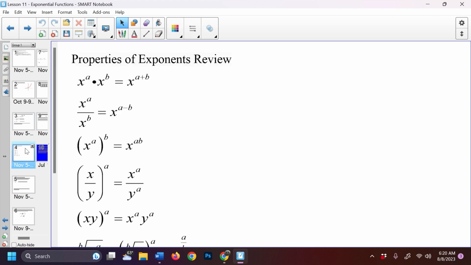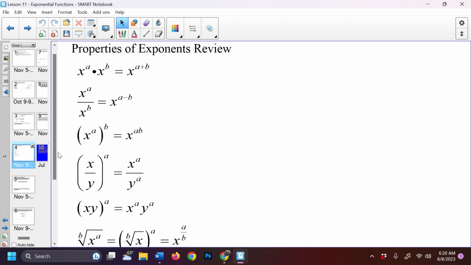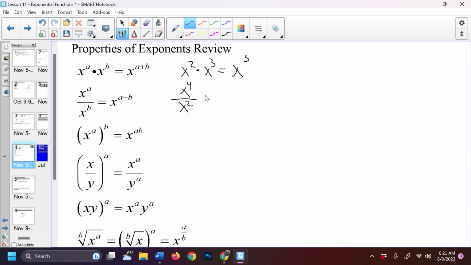Let's quickly review some of the properties of exponents. We haven't done that yet this semester, so just a quick review will probably be helpful, and I'm not going to prove any of these. I'm just going to give you a quick little example so you can see what it means. If I have x to the a times x to the b, the bases are the same. When I multiply those two exponentials, I add the exponents. So if I had x to the second times x to the third, that would be x to the fifth. If I divide two exponentials with the same base, I can subtract the exponents. So if I did x to the fourth over x squared, that would give me x squared. 4 minus 2 is 2.